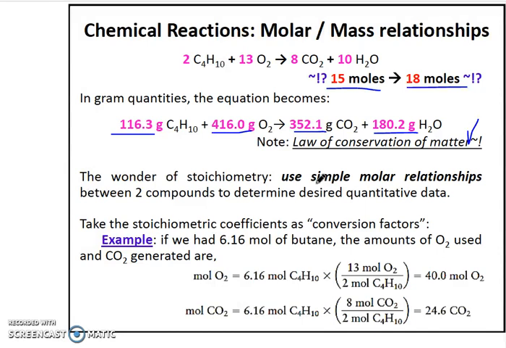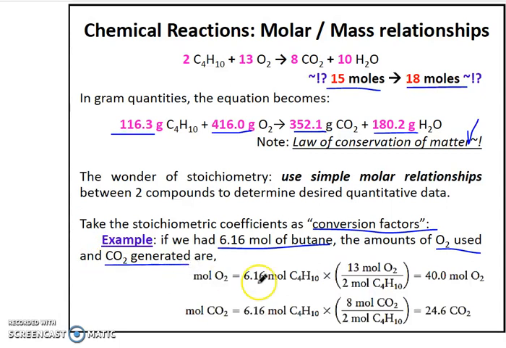With these molar relationships, we can now use the stoichiometric coefficients as conversion factors in order to make quantitative predictions of the relationships between two different compounds. For example, let's say that we start with a given amount of butane, and we want to know how much oxygen is required for a full conversion of that butane, and how much CO2 we expect to generate.